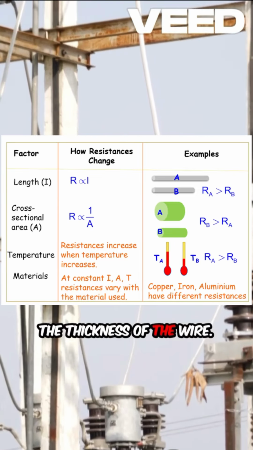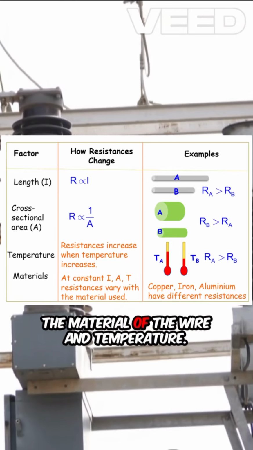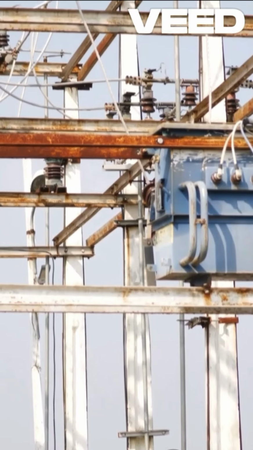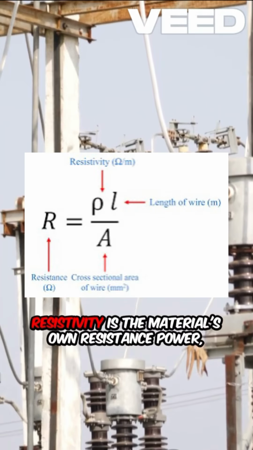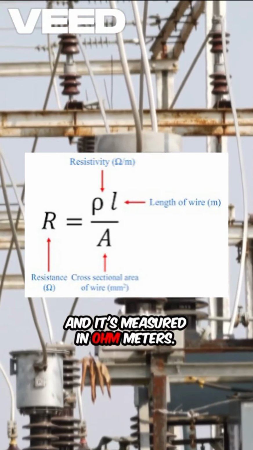The thickness of the wire. Thicker wire yields less resistance. The material of the wire and temperature. Hot wires have more resistance. Some materials naturally resist more. Resistivity is the material's own resistance power, and it's measured in ohm meters.